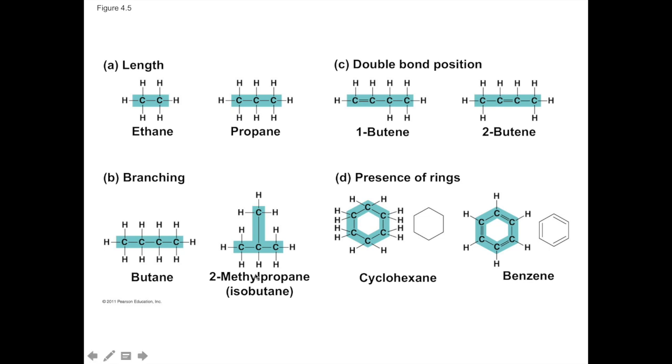For example, here's ethane again. We can add just 1 more carbon and get propane. We can add another carbon and get butane and pentane and hexane and on and on. So we can just make the carbon skeleton a little bit longer. We can change the position of double bonds. So here we have a double bond between the first and second carbon. This molecule is called 1-butene. Or we can put it between carbons 2 and 3, and we get 2-butene.